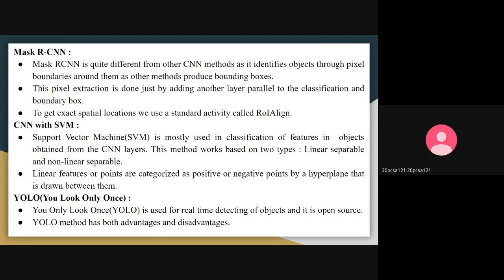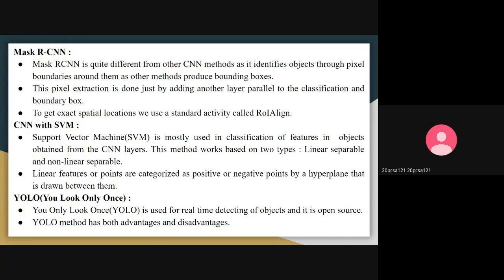And next is CNN with SVM. This is another mechanism called Support Vector Machine, SVM, which is used with CNN to classify features. This method has two types: linear separable, and the other one non-linear separable.